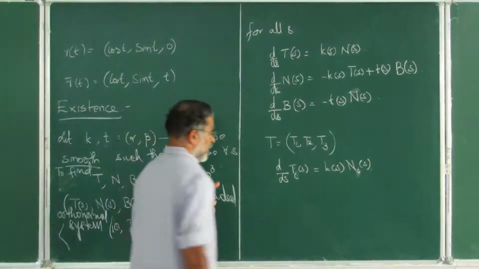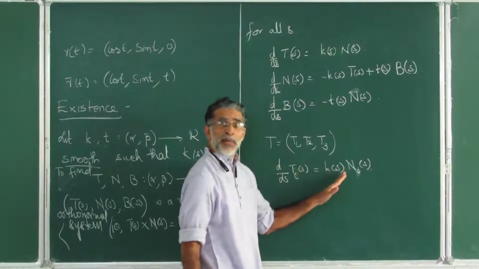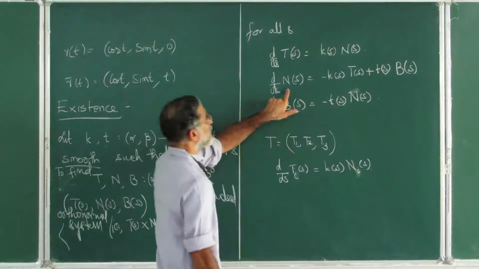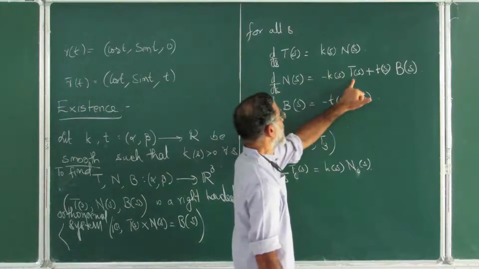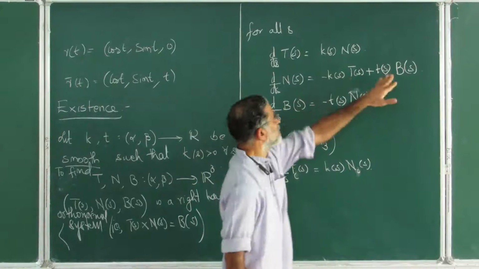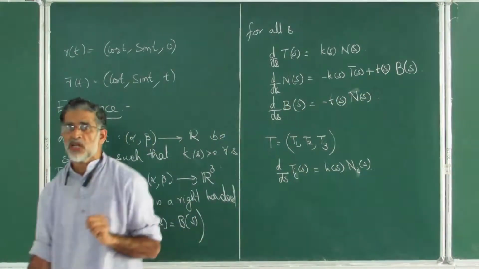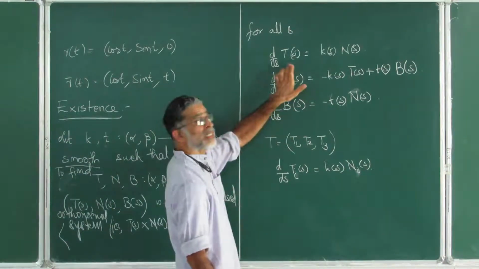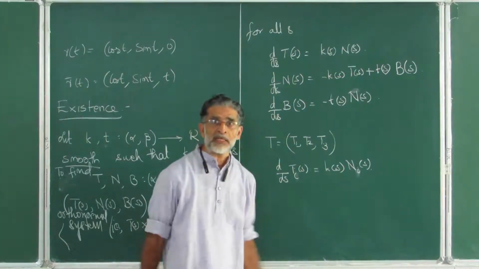Three differential equations. Ordinary, simple, linear, everything. Quite fine. Similarly here, d by ds of N1 at s is equal to minus k(s) T1(s) plus torsion times B1(s), and again for each i. So there are 3 equations here, 3 equations here. So there is a system of 9 differential equations, and there are 9 functions, namely T1, T2, T3, B1, B2, B3, N1, N2, N3. And you have to solve it.